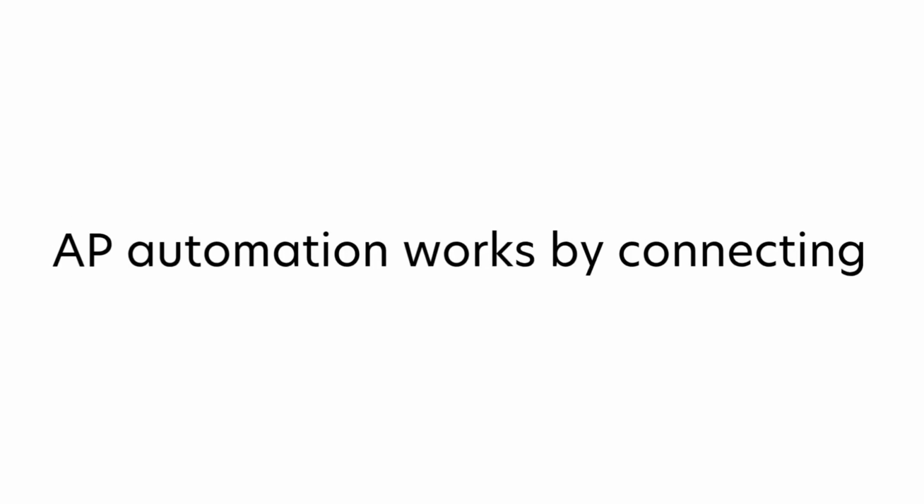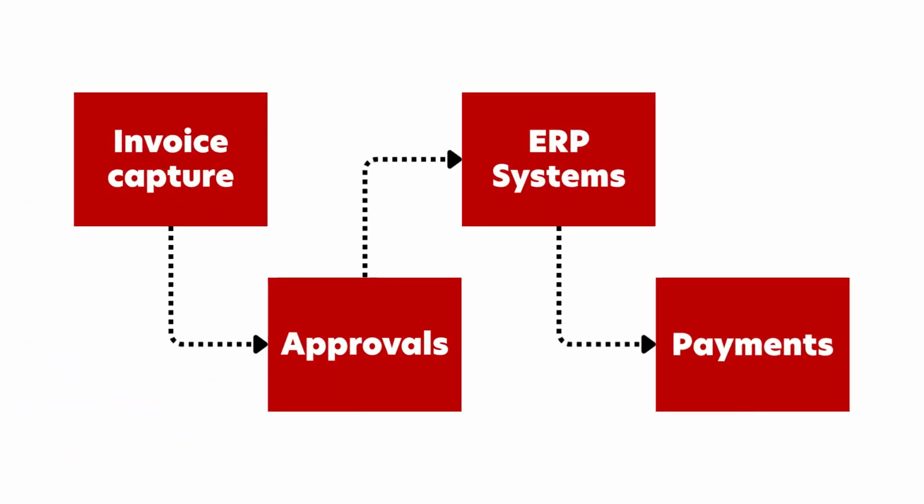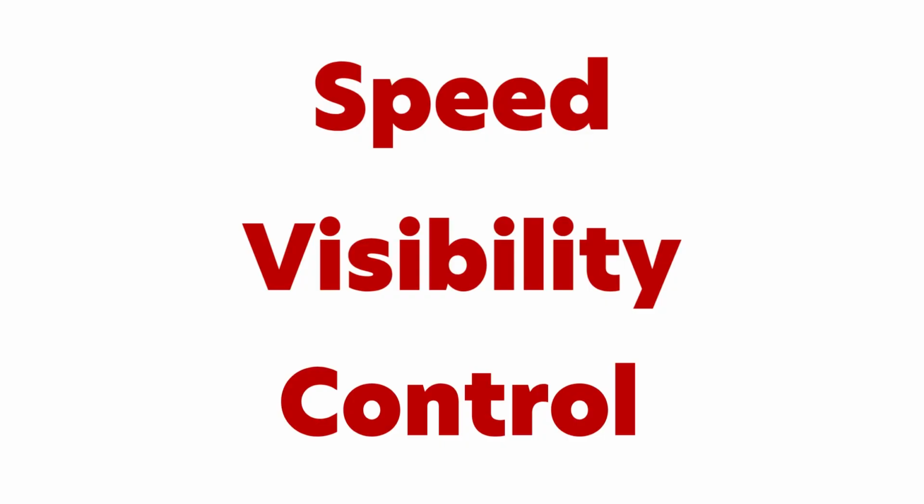AP automation works by connecting invoice capture, approvals, ERP systems, and payments into one streamlined digital workflow, giving finance teams greater speed, visibility, and control across the entire invoice-to-pay process.